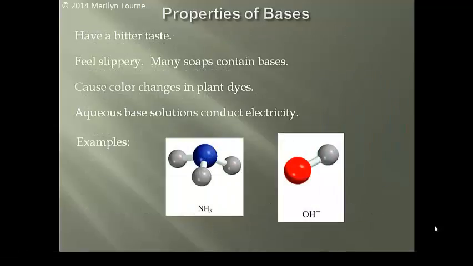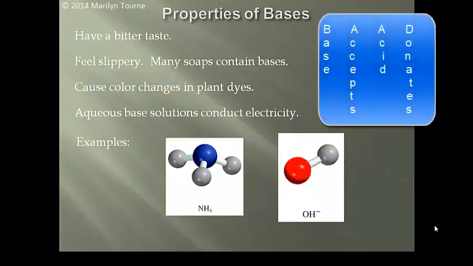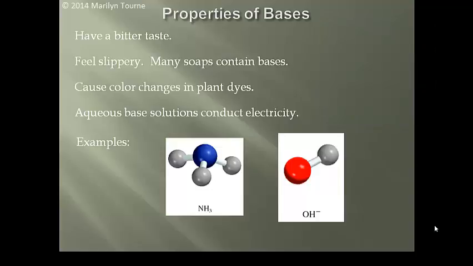Now let's talk about bases and some properties of bases. So a base is a substance that ionizes in water to produce OH-, so a hydroxide ion. The definition of a Bronsted base is that it's a proton acceptor, so it accepts protons. Acids donate protons, bases accept protons. So I have this little cute definition that I use to remember what a base and an acid does. I call it the BAD definition. Base accepts, acid donates. It's a BAD definition. Pretty corny.